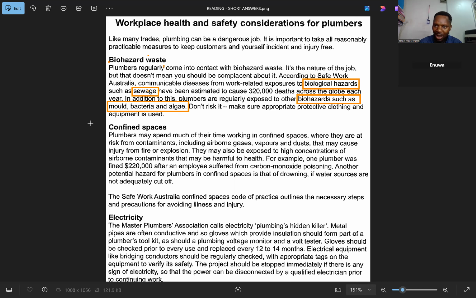Yes, sir. Now, this part, mold, bacteria, and algae are already listed on the question. So the missing one is this sewage. This is where your answer is. So please, you need to be careful when you are picking your answers. Do not fall for distractors because they are always everywhere. Please, I hope this is clear to us. So we shall go to the next question very quickly.